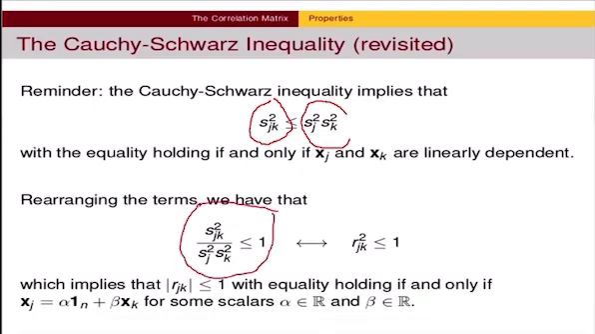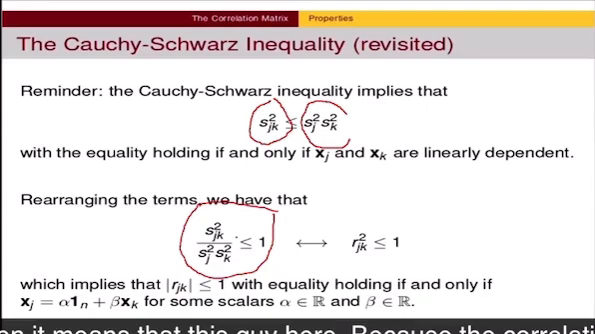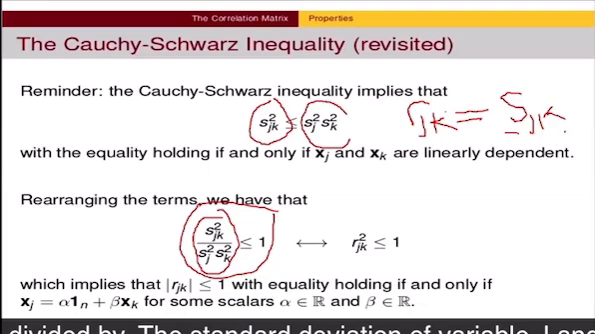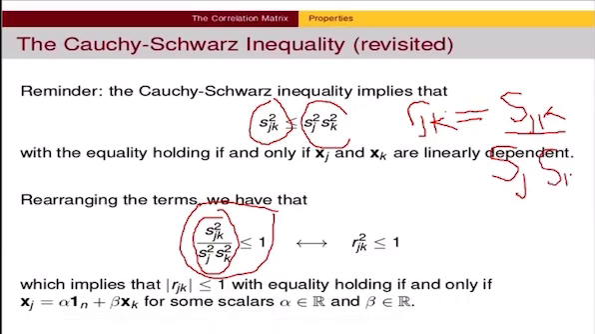And you know what? If this is less than or equal to 1, then it means that this here is the correlation that I walked you through the other time. R_JK is actually the covariance S_JK divided by the standard deviation of variable J and the standard deviation of variable K. Now, if you take a look at what is happening here, it's like squaring this.